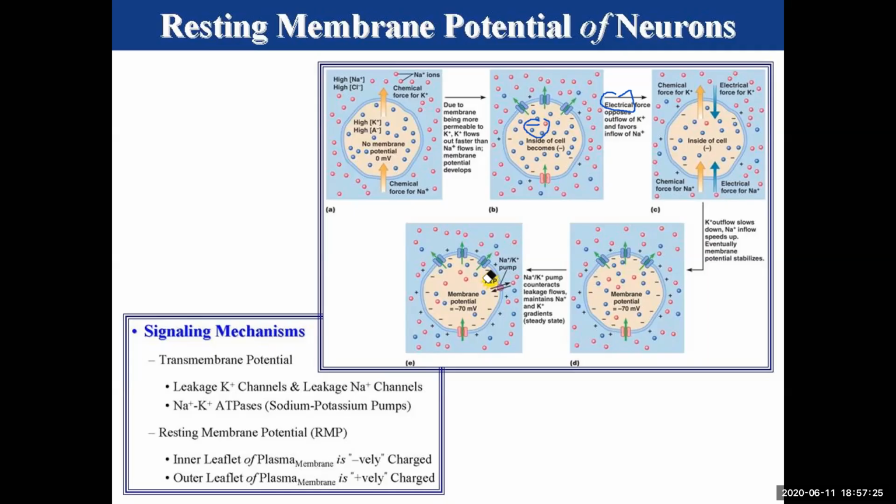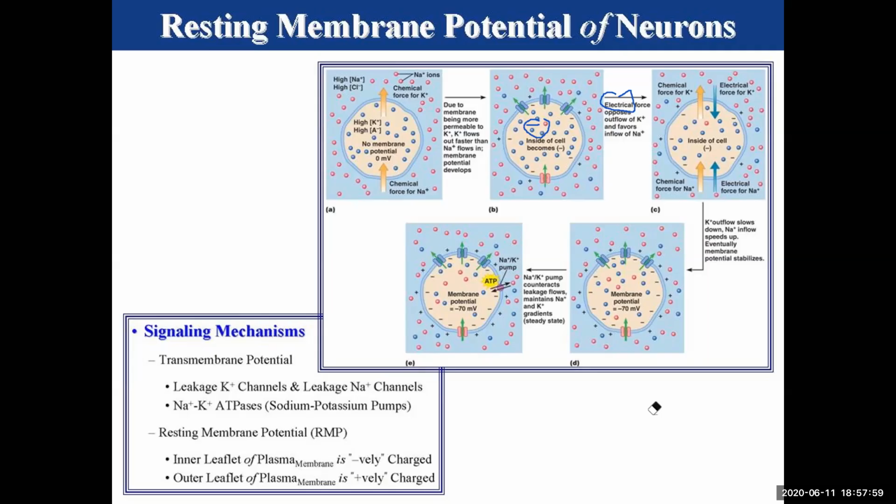So in other words, it will establish this membrane potential. And not only establish it, it will maintain the membrane potential at rest at minus 70 millivolts at the expense of cellular energy, ATP. So sodium-potassium ATPase, or sodium-potassium pumps, establish the resting membrane potential and maintain it at minus 70 millivolts for neurons.